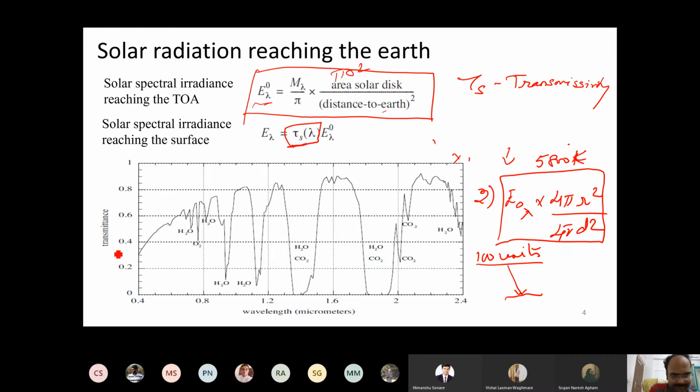Like that's what is given in this particular bottom figure. Within the bandwidth we are considering now, 0.4 to less than 3 micrometers, you can see the maximum transmissivity is somewhere around 0.85, and that is also for the clearest of atmospheres. That too nadir looking; all these things will influence.